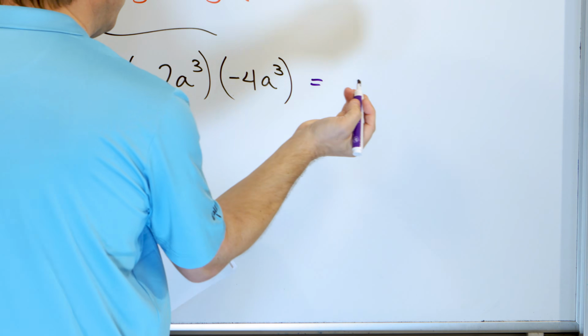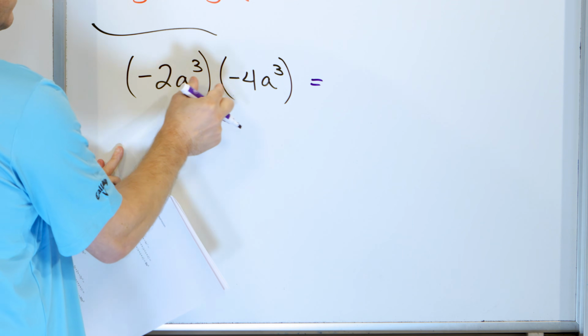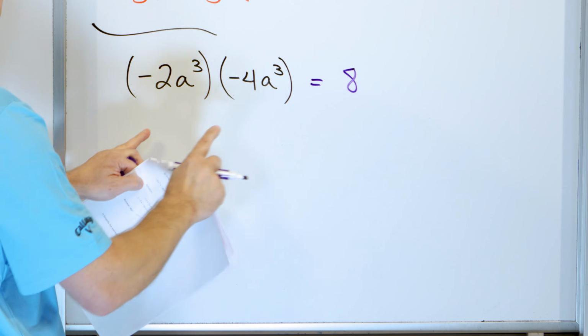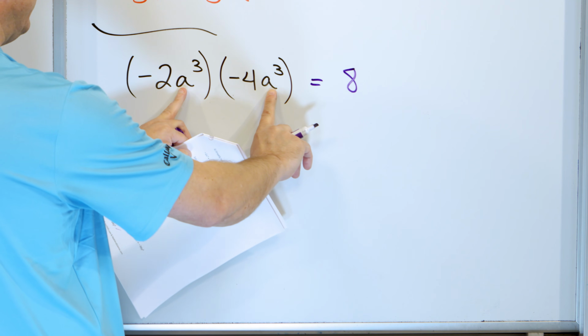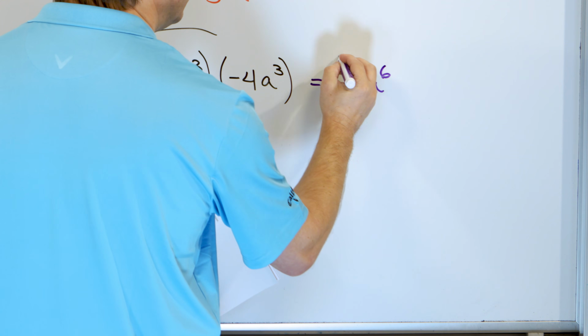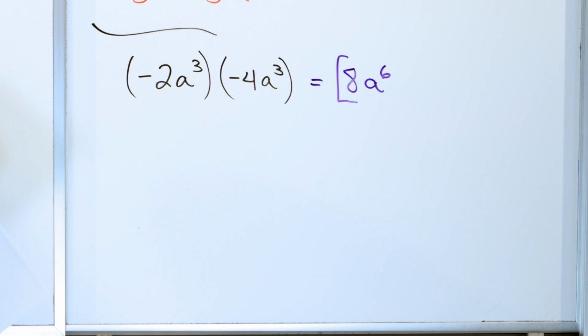Well, we just multiply numbers, right? This is a negative 2 times a negative 4. Negative times negative is positive, and 4 times 2 is 8. Here we have the same base for these exponents, and the exponent of both is 3. 3 plus 3 is 6, so it's a positive 8a to the 6th power.